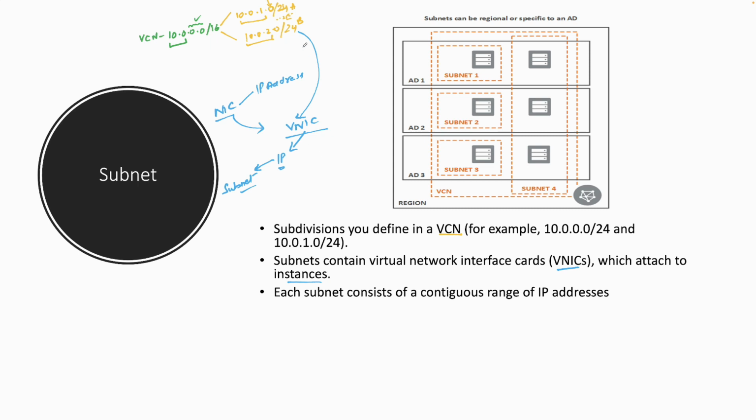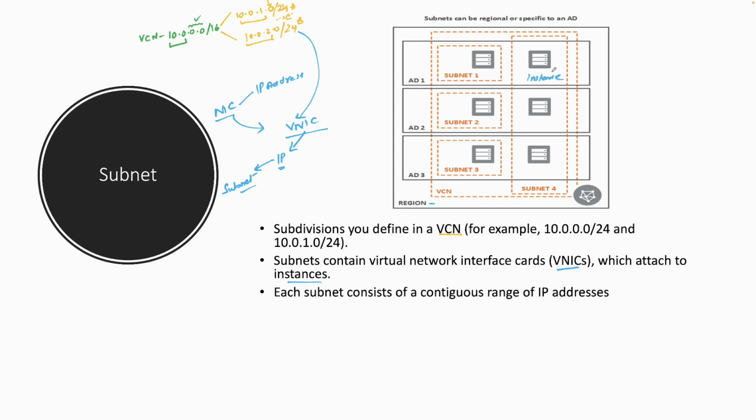So if you see the subnet here, right? This is, let's say, my region, and this is my availability domains, and this is a regional subnet, right? If we talk about this one, this is my regional subnet. So the thing is, this is my VCN and these are my AD specific subnets, and subnet 4 is a regional subnet. Now if you see, this subnet is having an instance here, right?